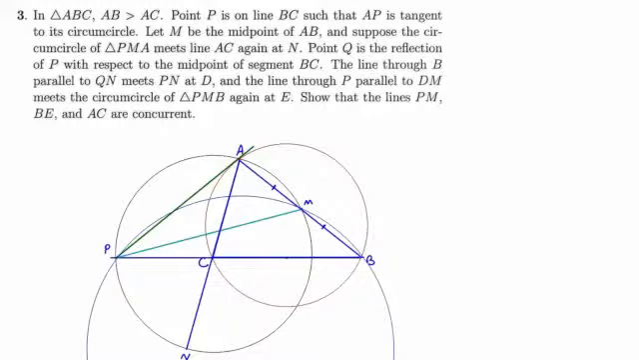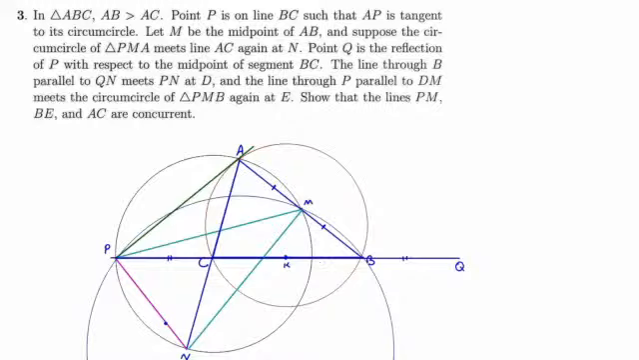It says then point Q is a reflection of P with respect to the midpoint of segment BC. We've connected P to K, and here K is supposed to be the midpoint. The problem says Q is a reflection of P with respect to the midpoint of BC. We consider the midpoint of BC, for example, K.